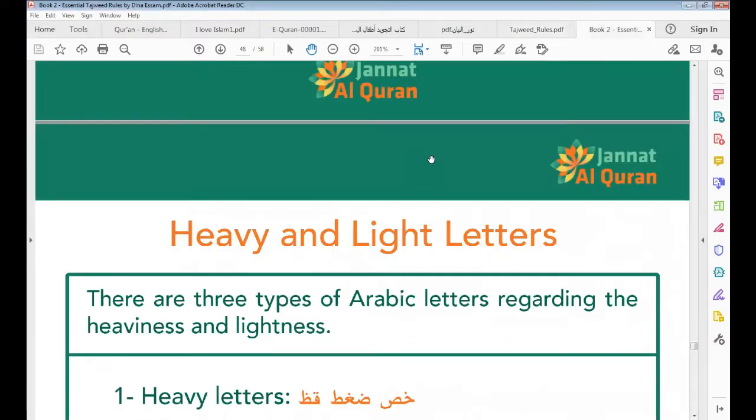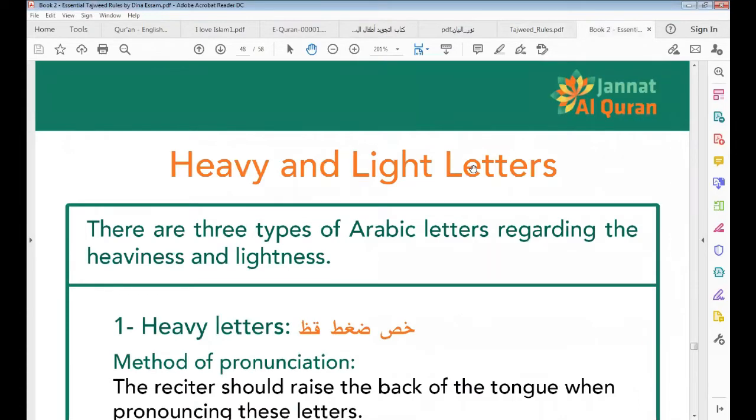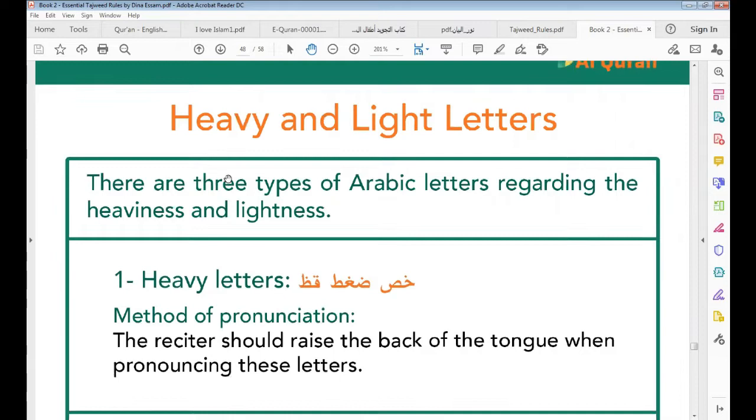Today, inshallah, we are going to continue. This is the last part of Tajweed rule, the heavy and light letters. So, today, inshallah, we will discuss the heavy and light letters. We have three types in Arabic of this heavy and light letter regarding the heaviness and lightness. We can say that we have heavy letters, we have light letters, and we have temporary light and heavy letters. So we have three groups.